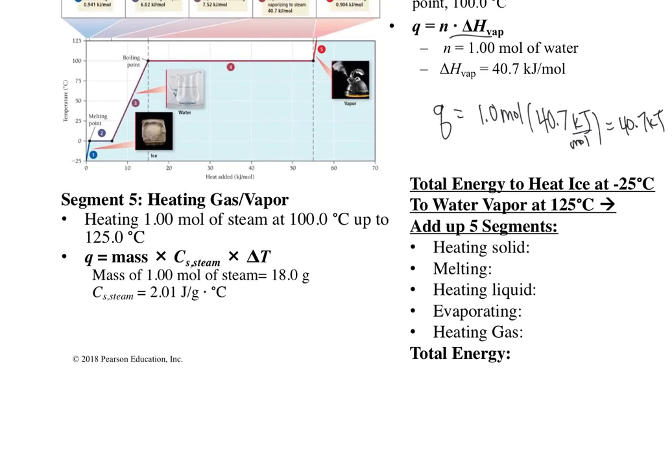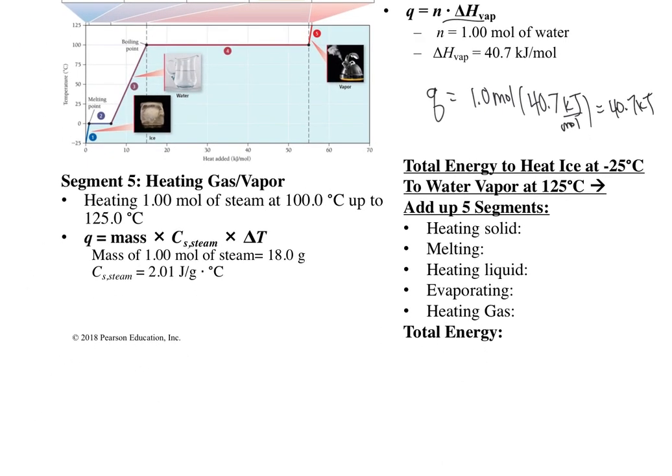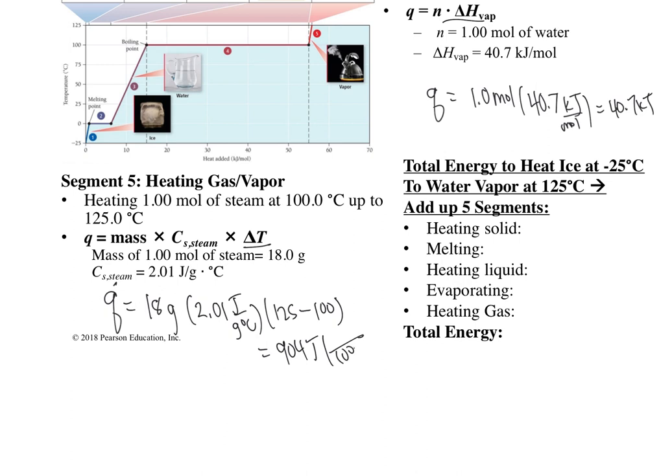And then last one, I'm going to heat my vapor. So since I'm having a temperature change, I'm going to use the Q equals C m delta T. So again, 18 grams. My heat capacity for steam is 2.01 joules per gram degree Celsius. And delta T is 125 minus 100 degrees Celsius. So that'll be 25. Q equaling 904 joules. Divide by 1,000 joules per kilojoule. That gives me 0.904 kilojoules.